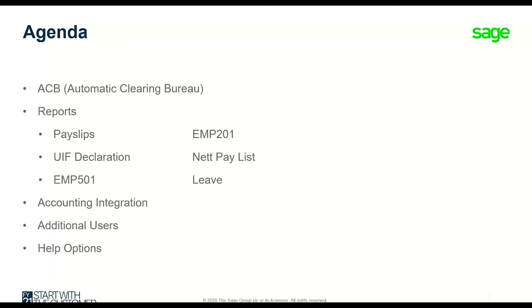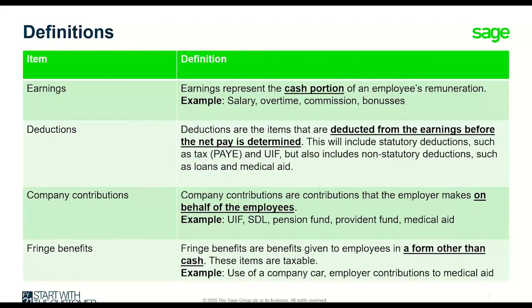But first, let's look at some definitions. Earnings. Earnings represents the cash portion of an employee's remuneration. For example, salary, overtime, commission, bonuses. Deductions. That's the items that we deduct from the earnings before we get to net pay.